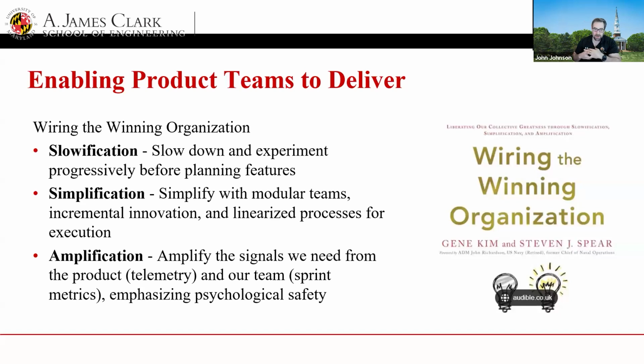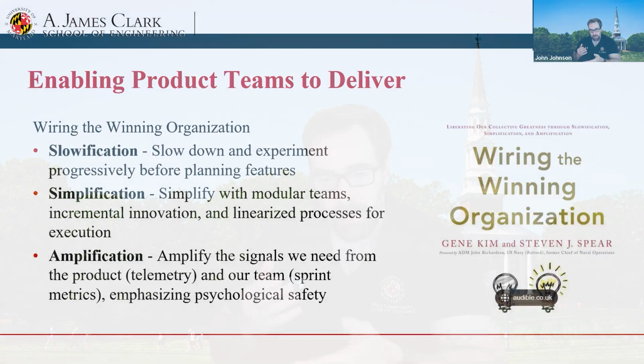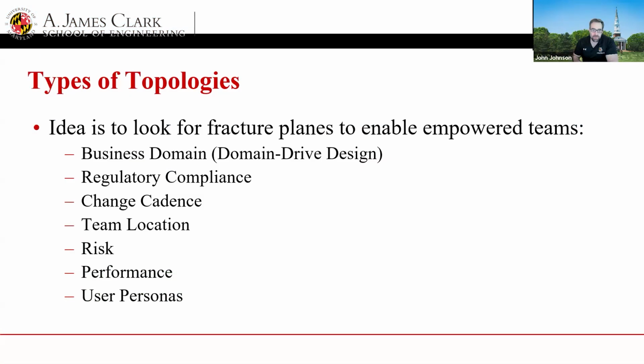Simplification, making sure that teams are as decoupled and modular as possible, that they're able to incrementally innovate and they have very clean processes for doing their work. And amplification, which is all about getting signals through telemetry and getting information back from the product and back from users. And the ways that you can decouple into this operating model is to look at different fracture planes we talked about earlier. They can be business domains, regulatory compliance, team location, risk, user personas. Basically, fracture planes can be found in lots of places. It really depends on your company.